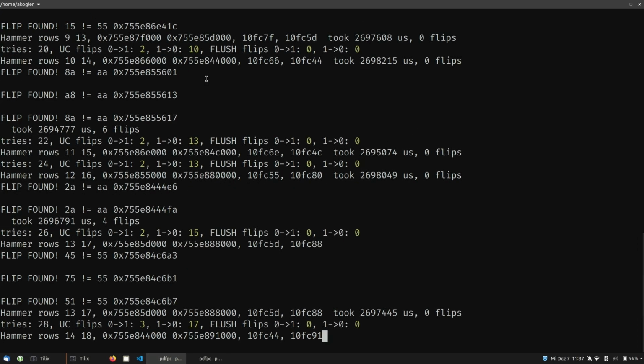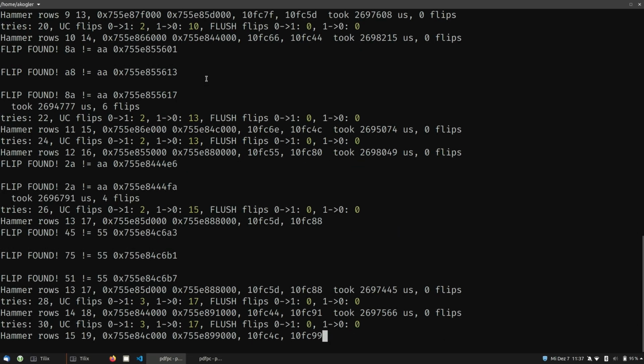This is a bad problem. This device should be protected. It uses ECC and TRR. Can we do something better?